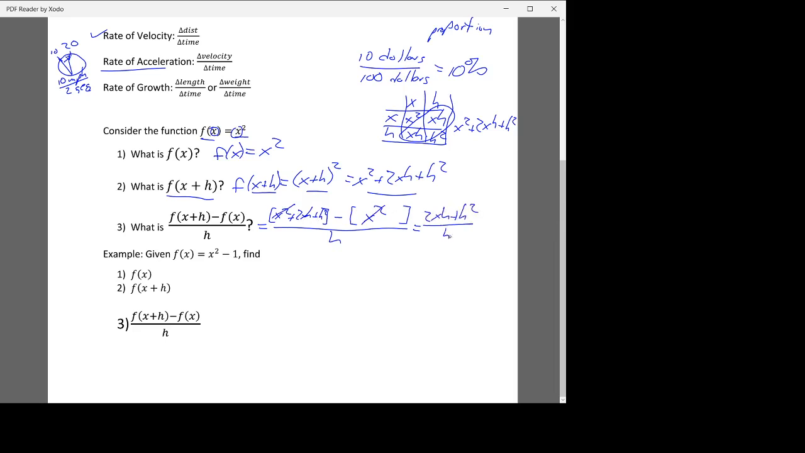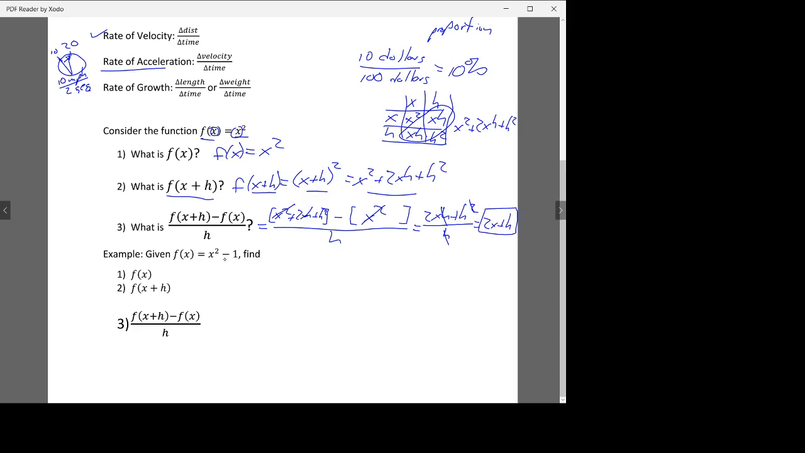You'll notice in this problem there's an h in each term up here, which means you can cancel it. If you cancel the h down here, you have to take an h out of every term. So we're left with 2x plus h. Right, that's pretty nice. A lot of the ones I'll give you will cancel like that.